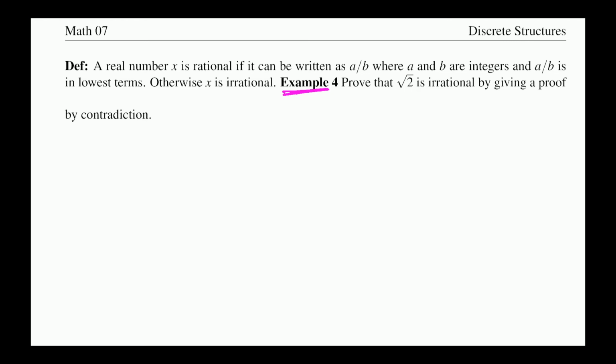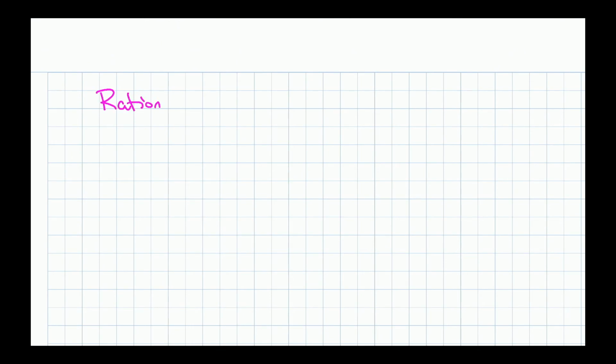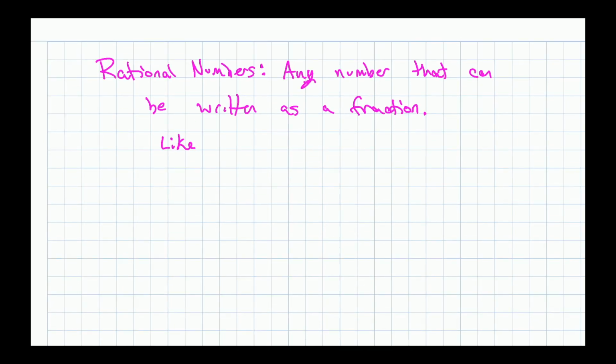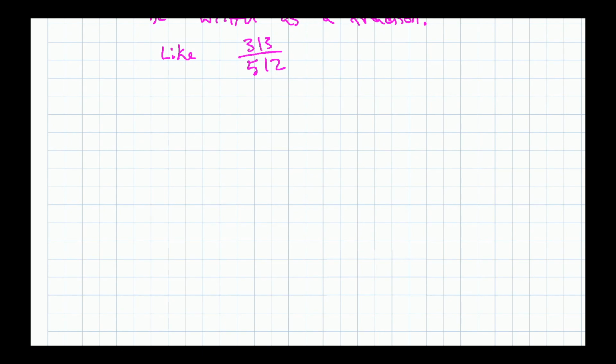Okay, so I'm going to go to the last page here, and I'm going to talk a little bit about this definition of rational. Then we'll come back up. Rational numbers are any number that can be written as a fraction. So what does that mean? Like 313 over 512, that's rational. An irrational number means you can't do that.